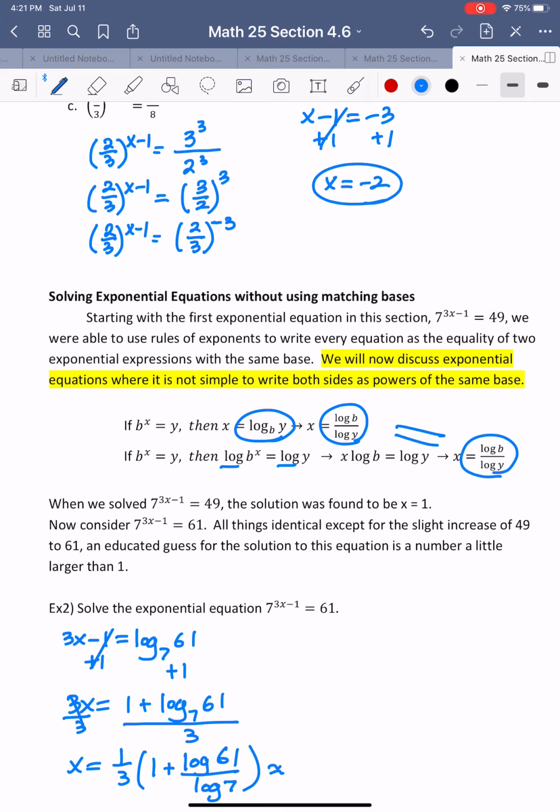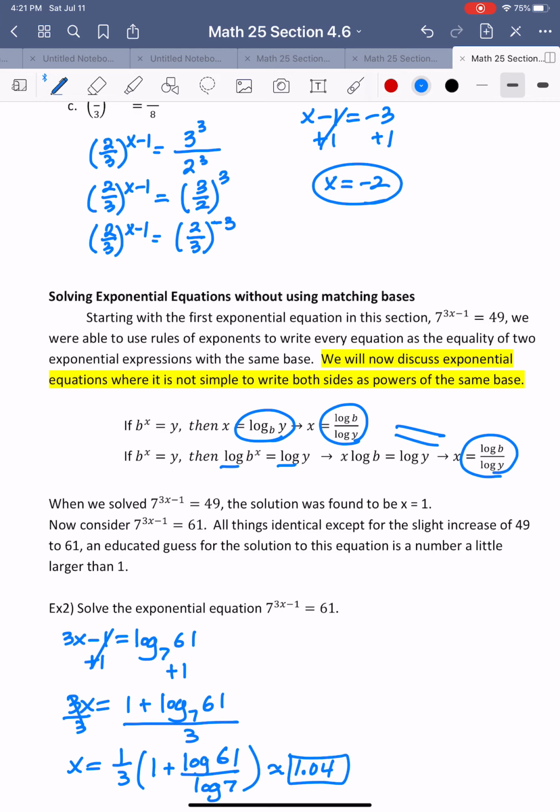Yes, so that's it, and then you can just approximate it. So if I approximate it, which is 1/3 of 1 plus the log of 61 divided by log of 7, then I get about 1.04.